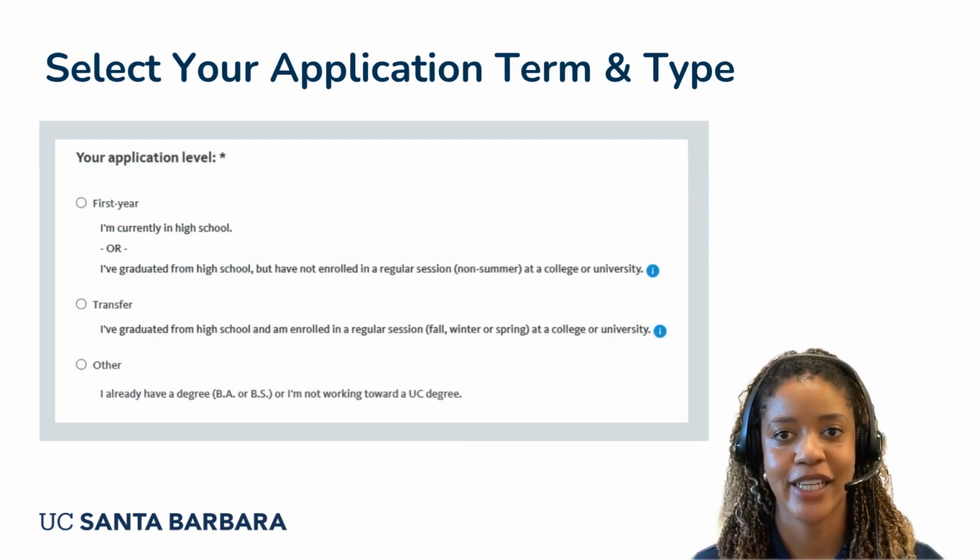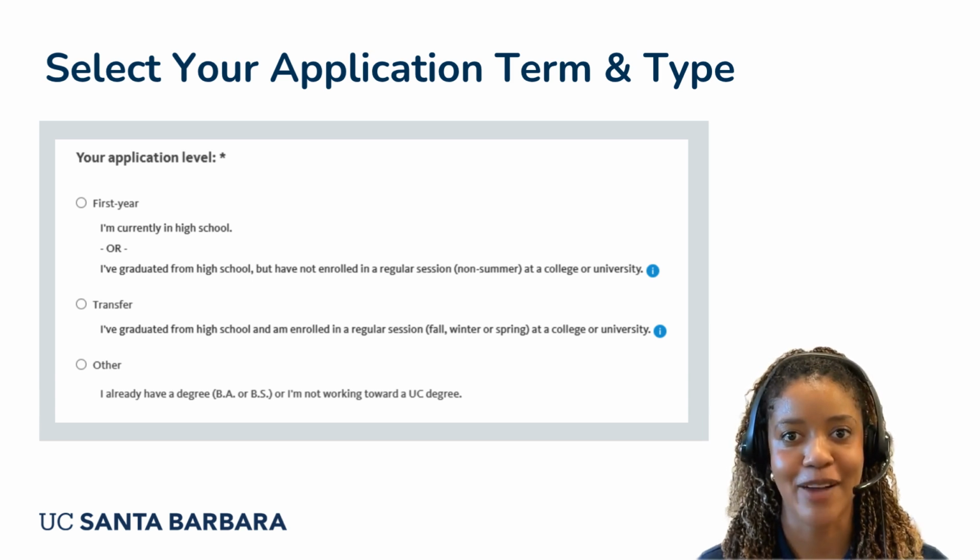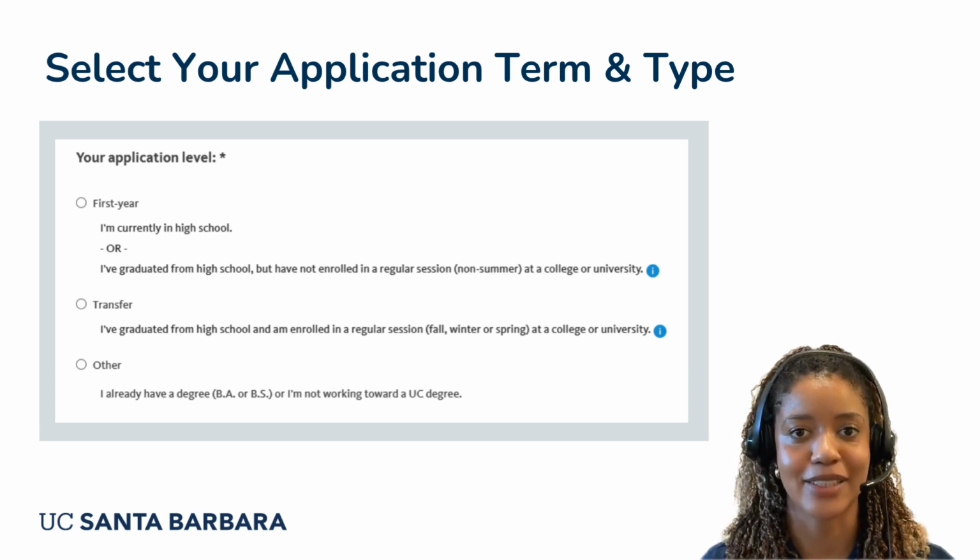Once you have created your account, please share how you would like to join the UC community. You'll be asked to select your applicant level and to determine if you are applying as a first-year applicant, a transfer applicant, or in the other category. You are considered a first-year applicant if you are currently in high school or have graduated from high school but have never enrolled in a regular session at a college or university. Or if you have completed college courses during high school and the summer after graduation, you are still considered a first-year applicant. A transfer applicant is a student that has completed high school and has earned college credit or enrolled in a regular session at a college or university.